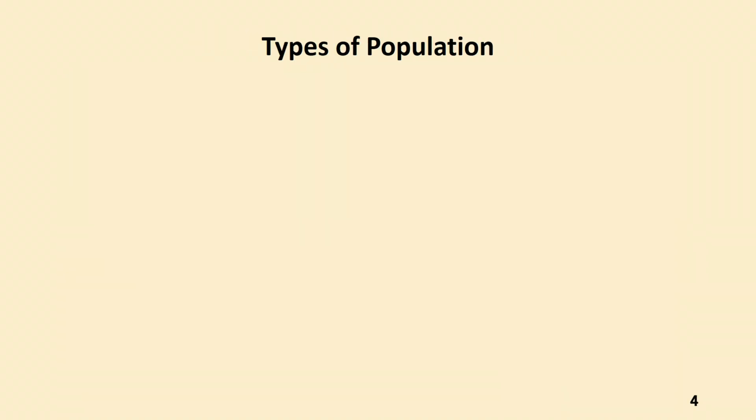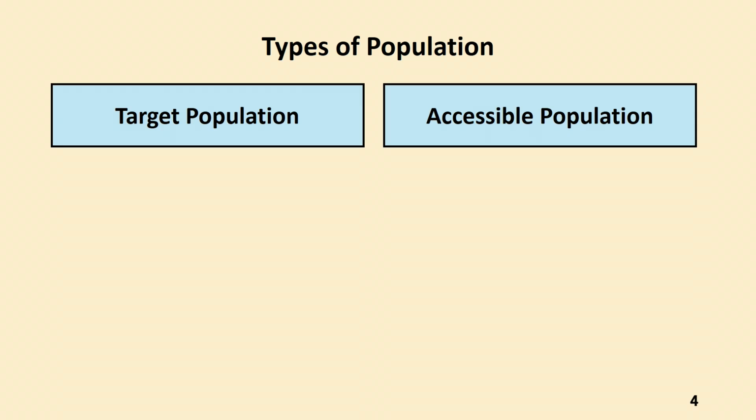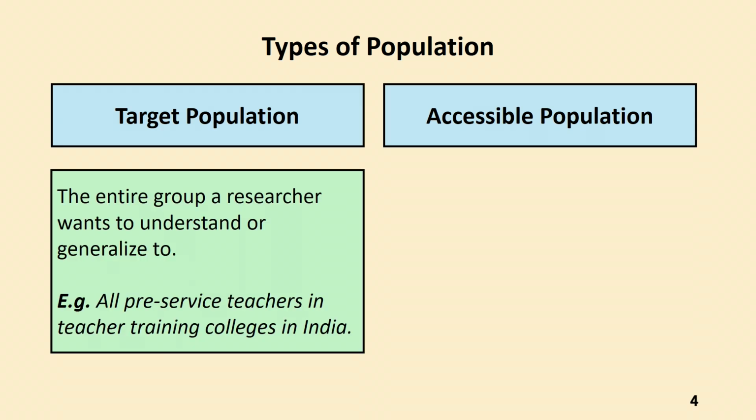Types of population: target population and accessible population. The entire group a researcher wants to understand or generalize to. Here it is very important for a researcher to understand what is the basic difference between target population and accessible population. You can see here a target population is the entire group a researcher wants to understand or generalize to.